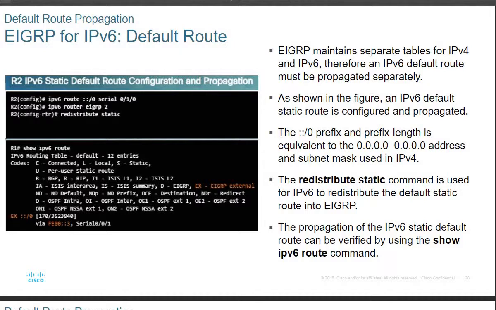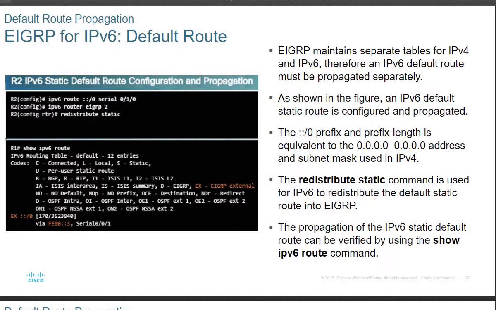Default Route Propagation. EIGRP for IPv6 default route. EIGRP maintains separate tables for IPv4 and IPv6. Therefore, an IPv6 default route must be propagated separately. As shown in the figure, an IPv6 default static route is configured and propagated.